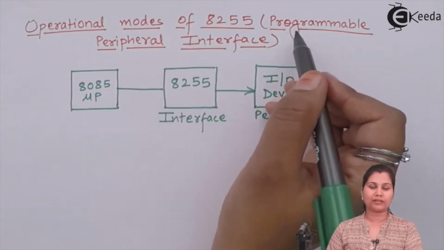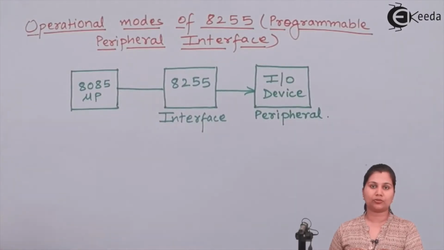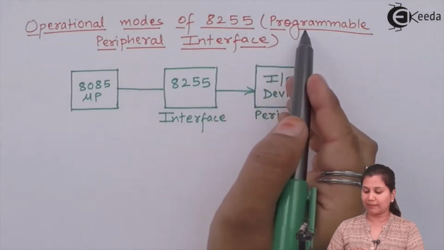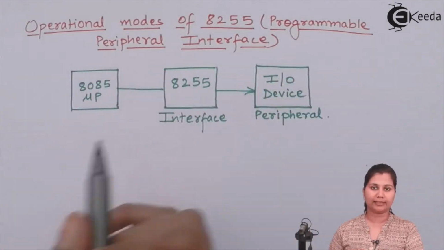Programmable is written because we can write programs, and we can change or describe the functioning of 8255 through software. It can be programmed. So that's why its name is Programmable Peripheral Interface.